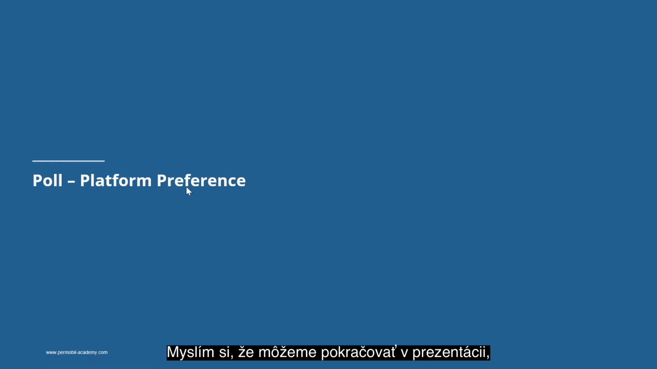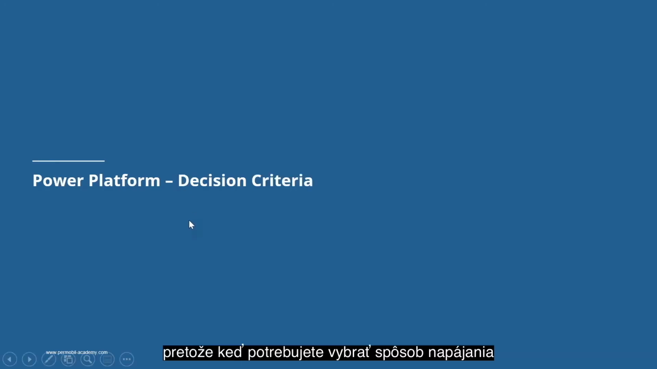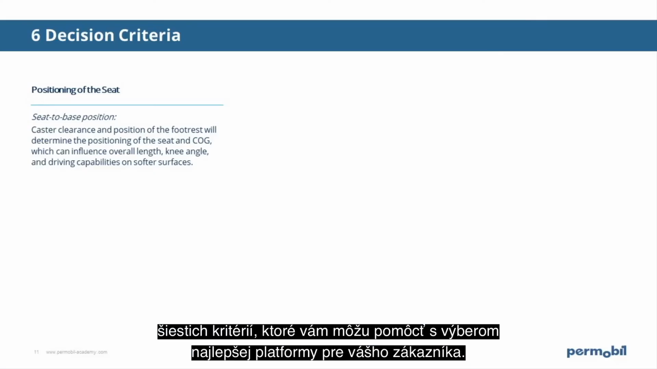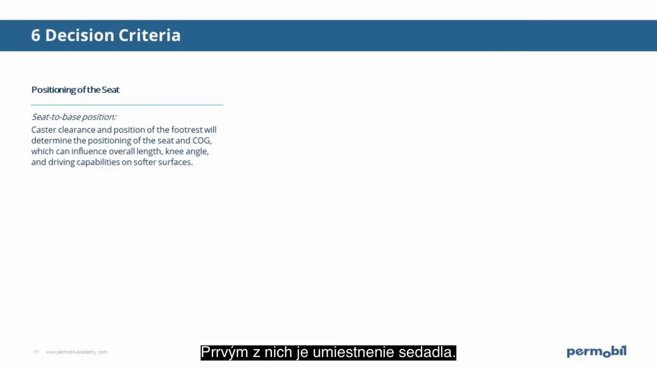And I think we can continue with the presentation now, because when you need to select a power platform, you need to define what your criteria are to help you take that decision. And to help you, we have created an overview of 6 criteria that can bring you to the best suited platform for your customer. And the first one is the positioning of the seat.